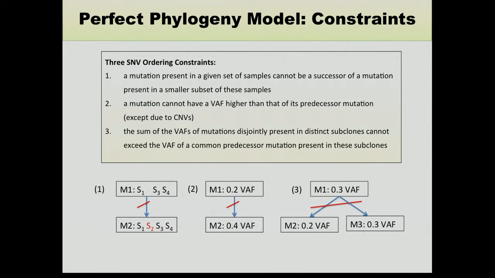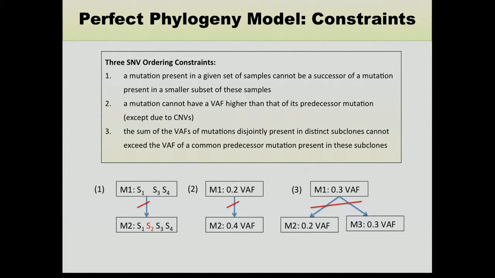Finally, the third is, if we're looking at a group of mutations, let's say mutation M1 here can only be a predecessor to a set of disjoint mutations present in disjoint subclones if their allele frequency is lower, only if it's lower than the frequency of the parent. So in this case, M1 couldn't have been a parent to both M2 and M3 because the sum of these children mutations exceeds the frequency of the parent. And again, this follows directly from the perfect phylogeny model.